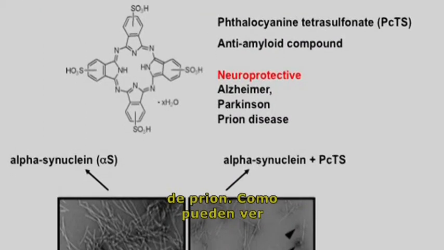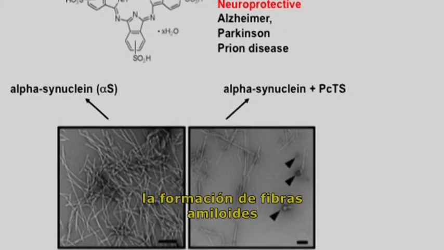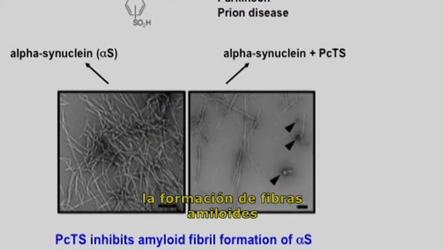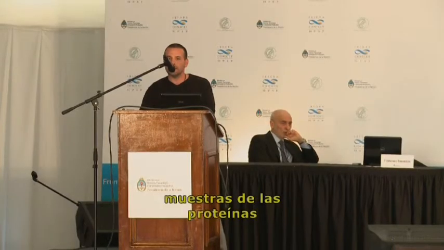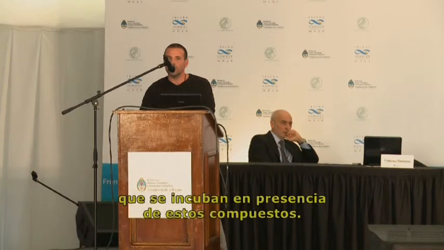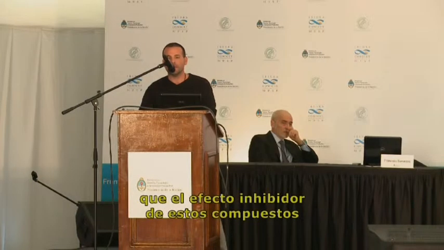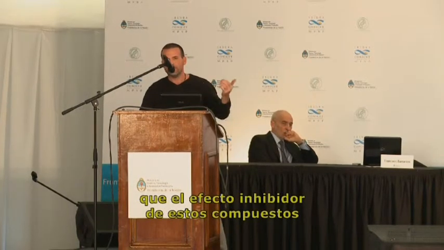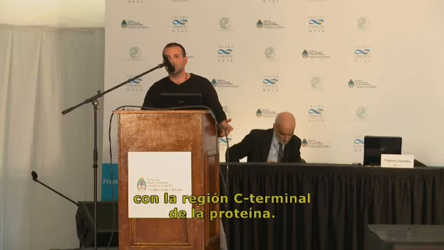And as you can see here in this electron micrograph, the amyloid fiber formation is strongly inhibited in samples of the protein that are incubated in the presence of these compounds. And it was proposed and even published that the inhibitory effect of this compound involved the interaction with the C-terminal region in the protein.